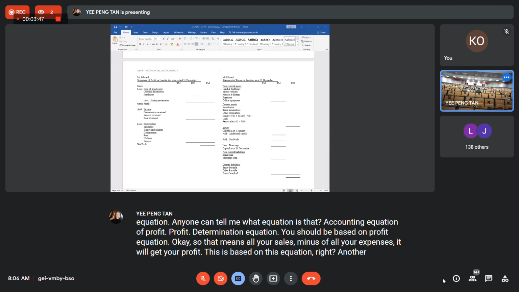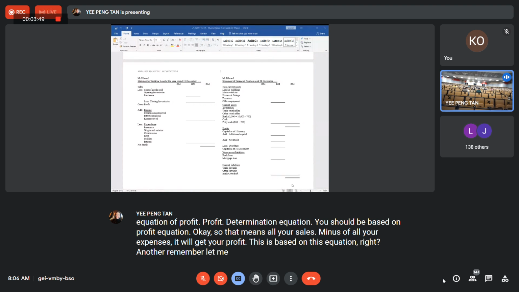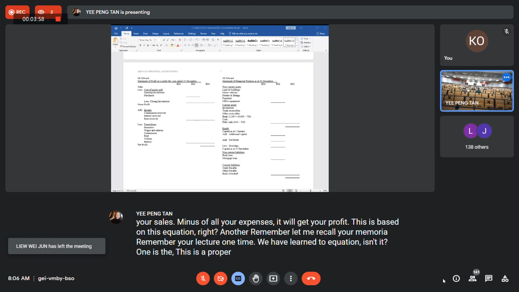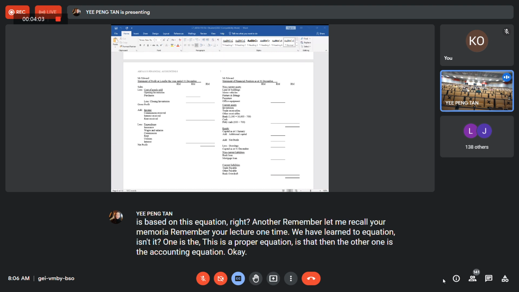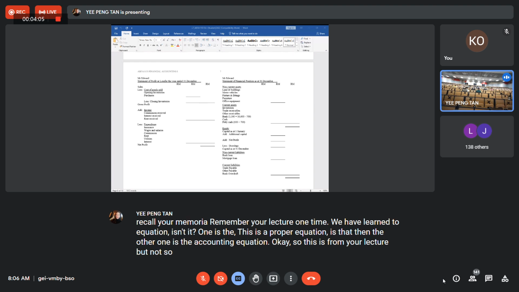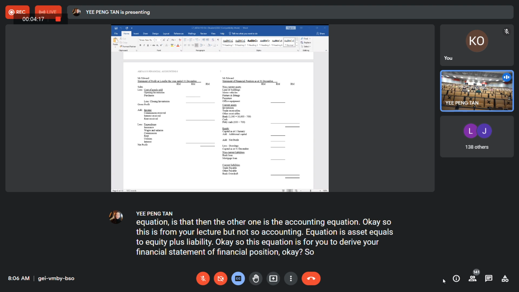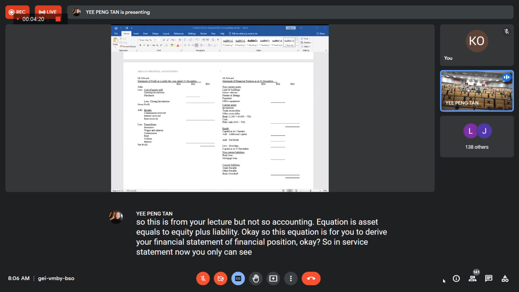Let me recall your memory. Remember in your lecture 1, we learned 2 equations, isn't it? One is the profit equation, and the other one is the accounting equation. This is from your lecture 1 notes. The accounting equation is asset equals equity plus liability. This equation is for you to derive your statement of financial position. Inside this statement, you can only see asset, equity, and liability.